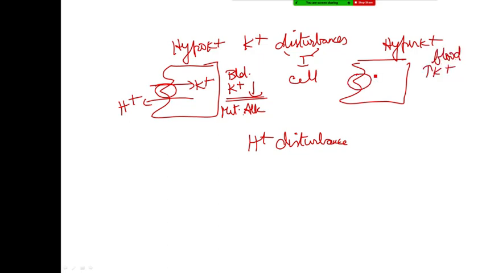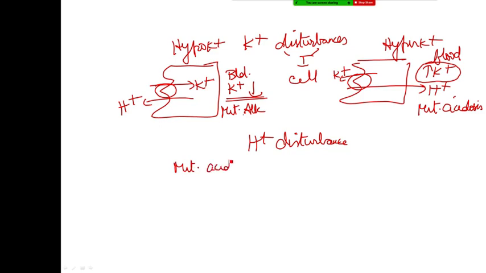In hyperkalemia, you had more blood potassium. So now what will the pump try to do? Get rid of potassium, but in that process what entered? H plus. So as a result of compensation of hyperkalemia, it can result in metabolic acidosis.